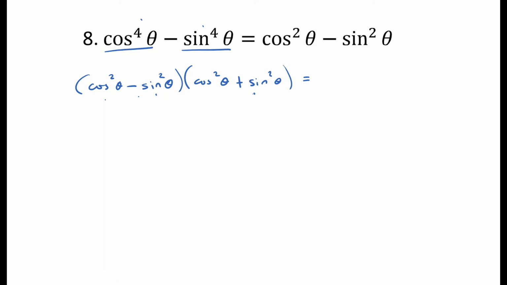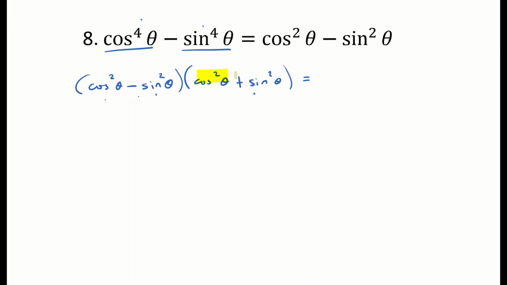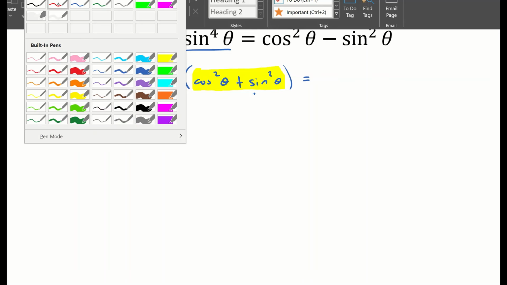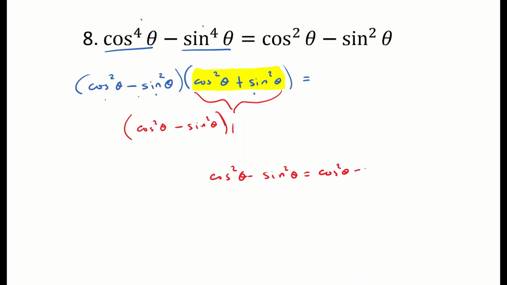And so now from here, we should recognize that this cosine squared plus sine squared is indeed the trig identity. And so this whole thing becomes a 1. And so now we just have cosine squared theta minus sine squared theta times 1. Well, when you multiply by 1, you get the same thing. And so we end up with cosine squared theta minus sine squared theta is equal to cosine squared theta minus sine squared theta, or in other words, the right side. And so that proves that it is indeed an identity.